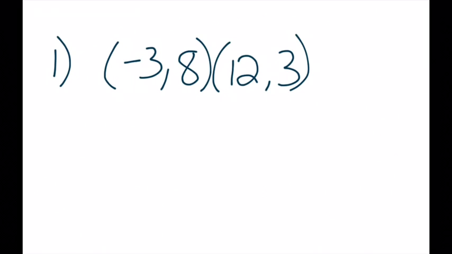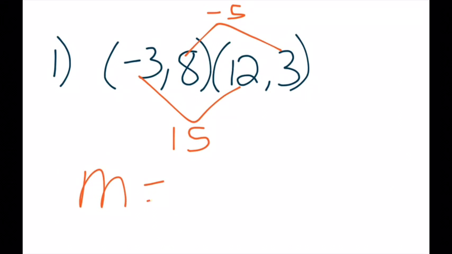Okay, number one, the first thing we need to do is find the slope between the 2 points. So my change in y is a -5, and my change in x is a +15. So I have that my slope is -5 over 15, which reduces to -1/3.